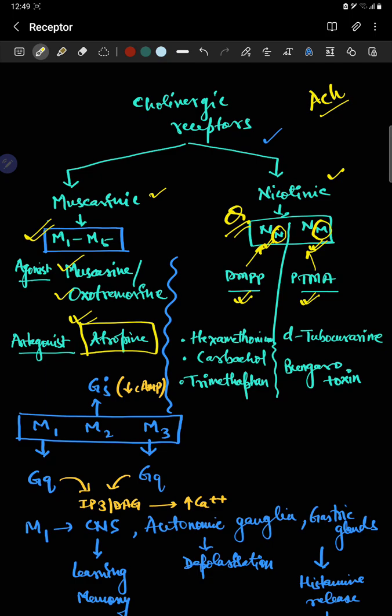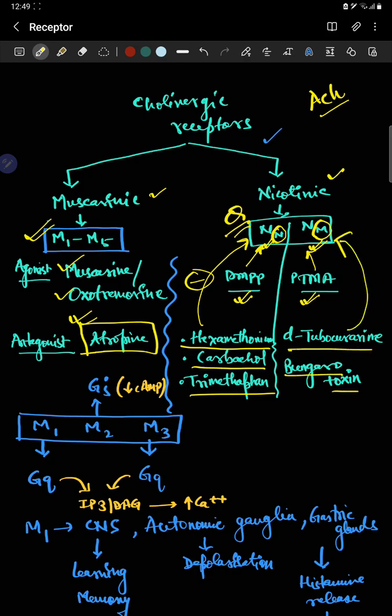The NN receptor will be inhibited by hexamethonium, trimethaphan and similar drugs. These are the N receptor blockers, the antagonists. D-tubocurarine and bungarotoxin are the NM receptor blockers, also antagonists. So muscarinic done, nicotinic done.